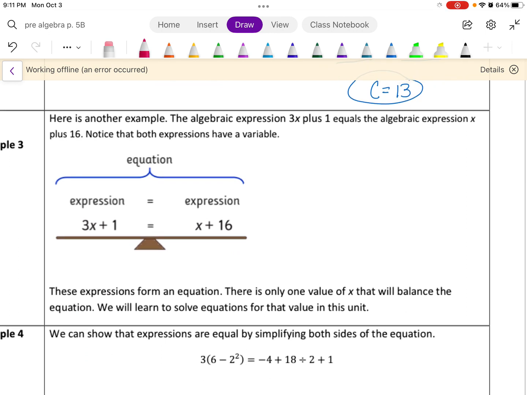Notice we have a lot of vocabulary, but they mean the same thing. Right? If something's equal, it's balanced. That's what makes it true. If both sides are worth the same amount or represent the same amount.